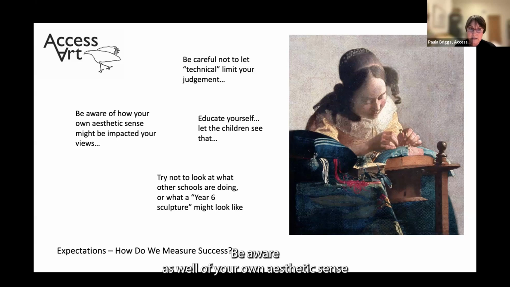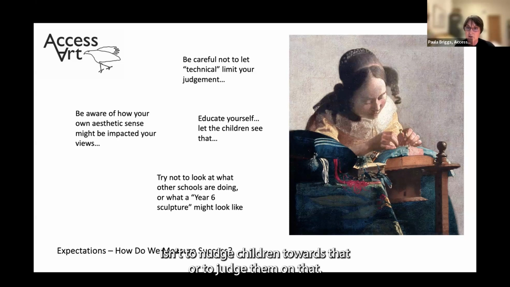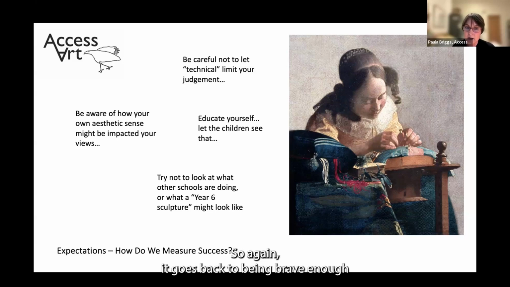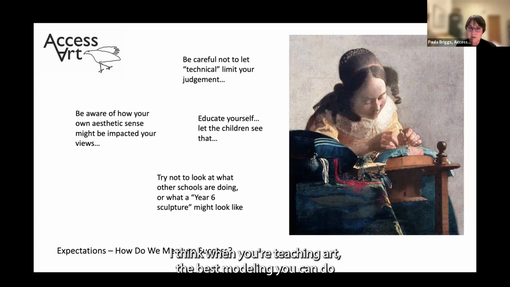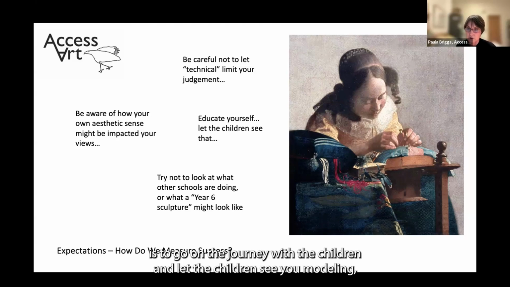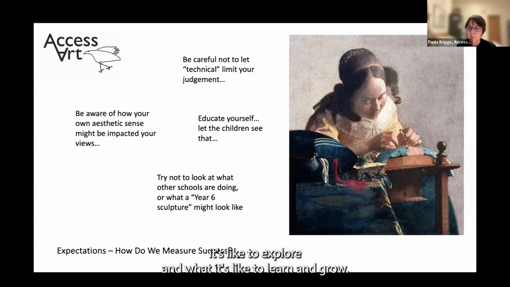Be aware as well of your own aesthetic sense and see if that is affecting how you judge the children's work. Because I think we've all got our own aesthetic and we've all got ideas about what we like. And our job isn't to nudge children towards that or to judge them on that. So use this as an opportunity to widen your own sense of what you think is valuable. So you're educating yourself, and let the children see that. So again, it goes back to being brave enough and feeling safe enough to say, I don't know yet. I think when you're teaching art, the best modeling you can do is to go on the journey with the children and let the children see you modeling what it's like to explore and what it's like to learn and grow.